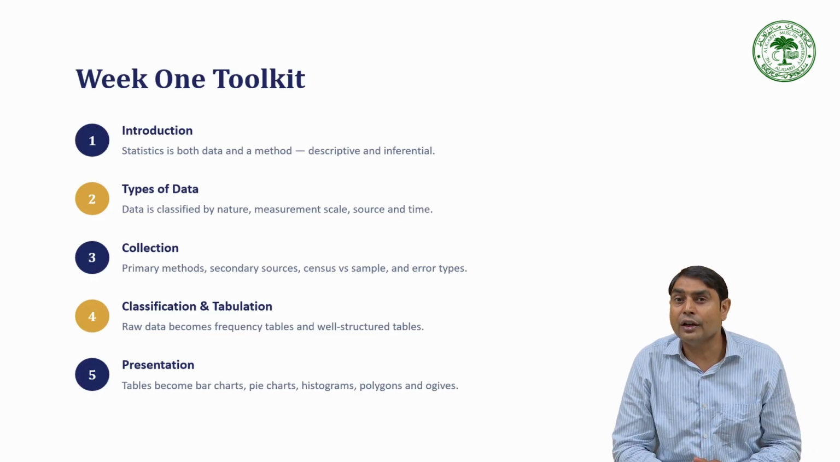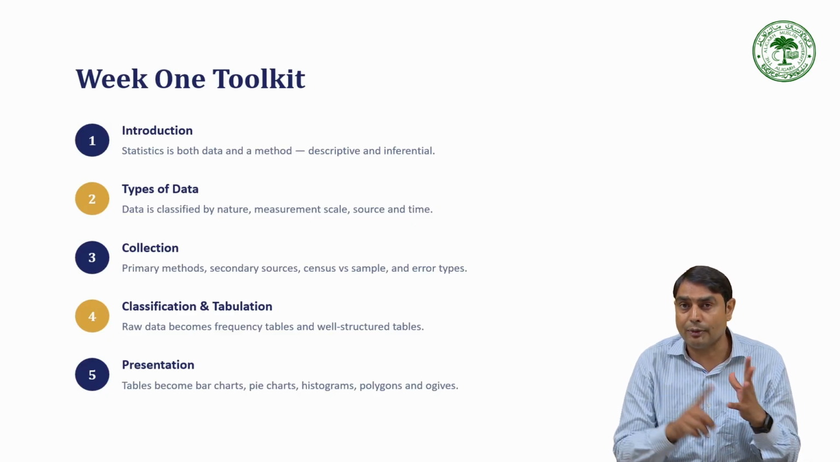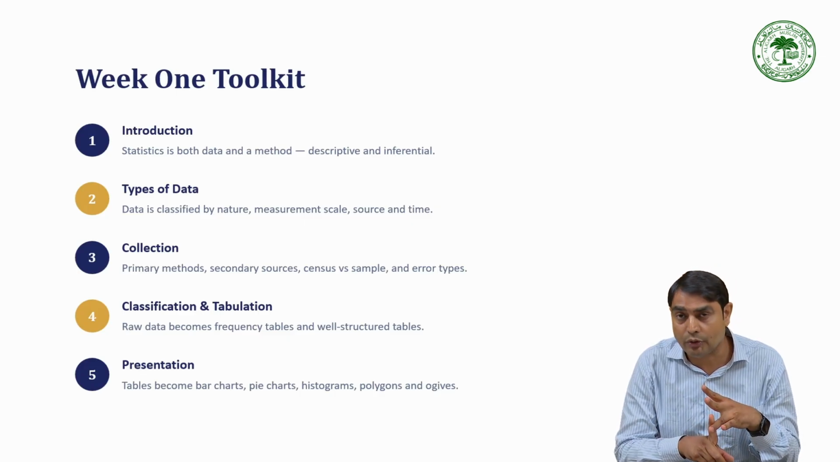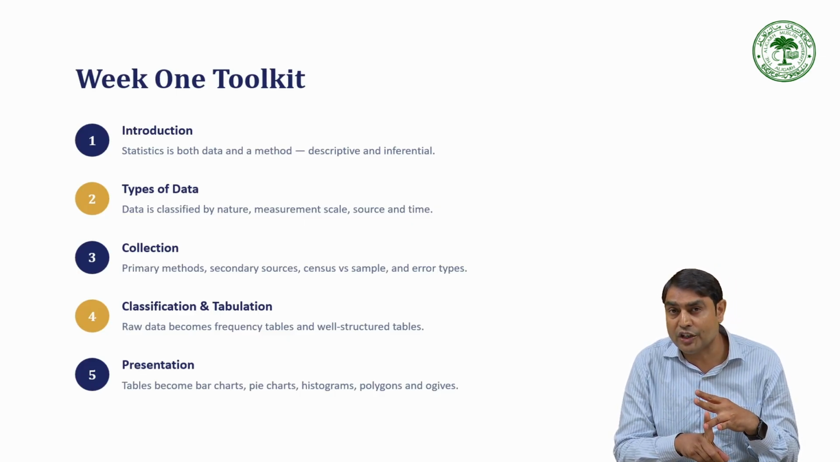In the next week, we will be covering the aspect of descriptive statistics such as central tendency and measures of dispersion. In central tendency, we will be discussing mean, median, mode, and in the measures of dispersion, we will be discussing range, quartile deviation, and mean deviation, etc.